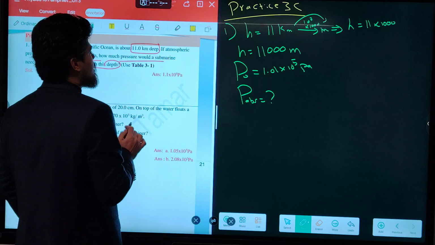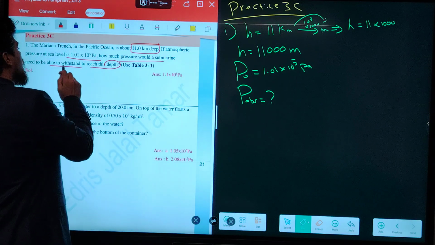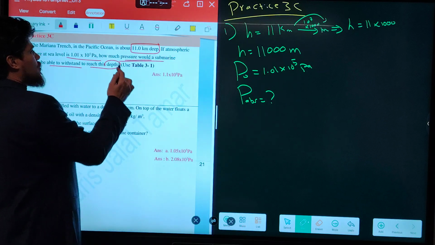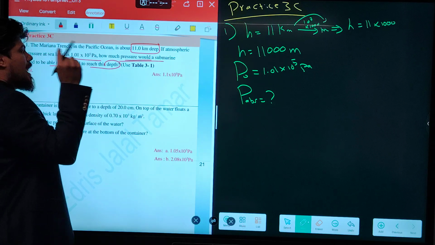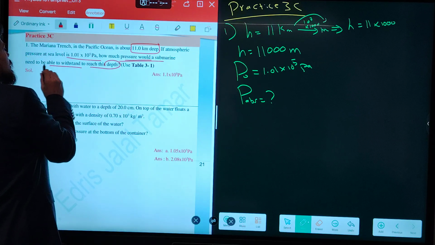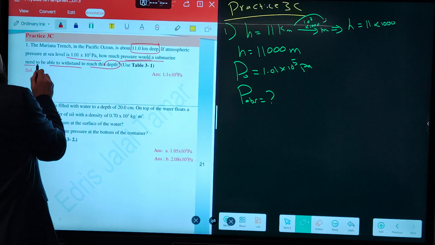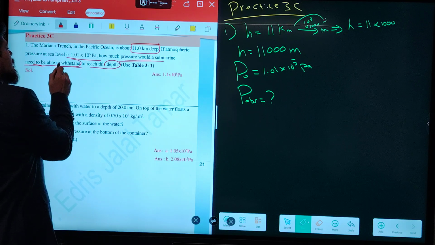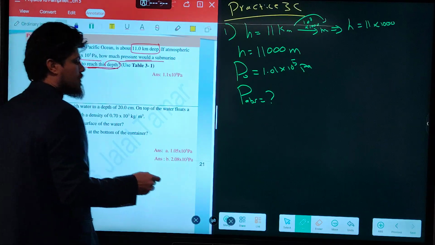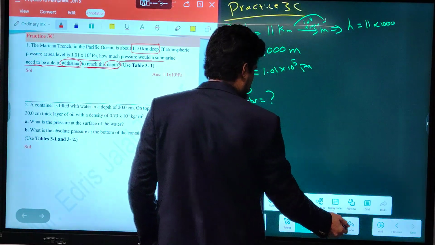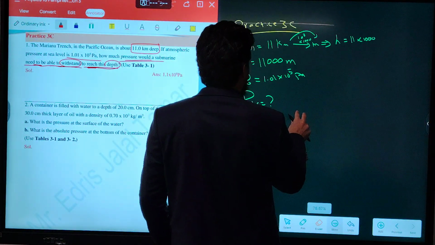How did you know this is absolute pressure? Because the question says how much pressure. Which pressure? Fluid pressure, atmospheric pressure, or absolute pressure? Absolute pressure. Why? Because the question says how much pressure would the submarine need to be able to withstand to reach this depth at the bottom of the ocean. Absolute pressure is unknown.